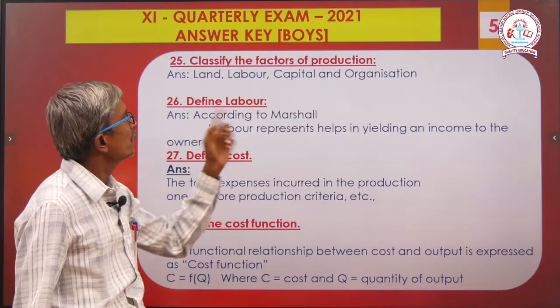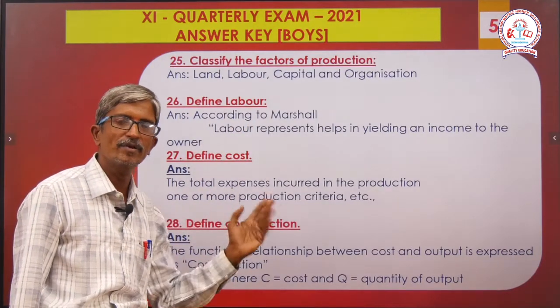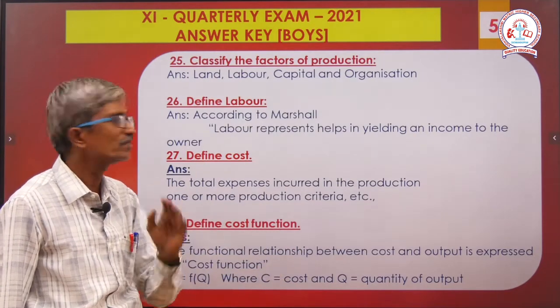Next. Classify the factors of production. Land, labor, capital and organization. Like the previous question 24, இது 25 ஒரு சிம்பிளான question.